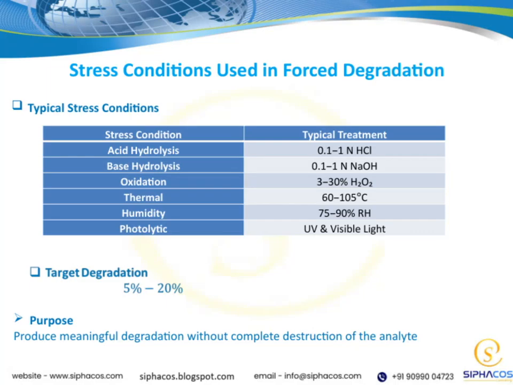When we talk about forced degradation, the goal is clear: to create meaningful breakdown of the analyte, but without completely destroying it. We want to stress the sample just enough to see how it behaves under tough conditions. These conditions include acid and base hydrolysis, using mild concentrations of hydrochloric acid or sodium hydroxide. Oxidation is another key stress, often with hydrogen peroxide. Then there's heat, humidity, and exposure to light, all typical ways to challenge the stability of a compound. This approach helps us understand its limits.